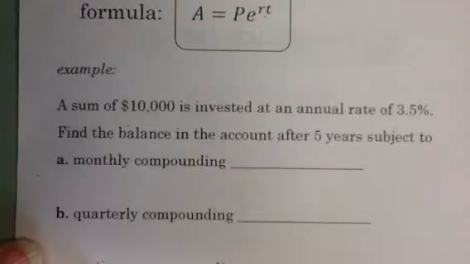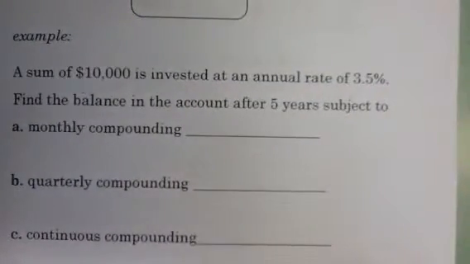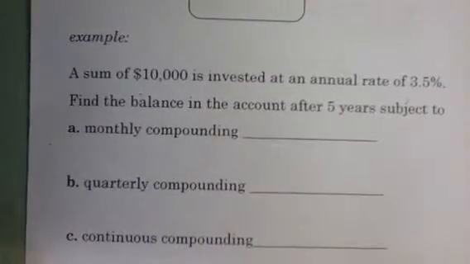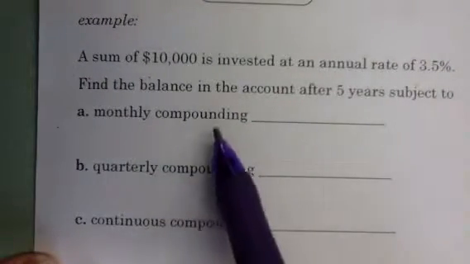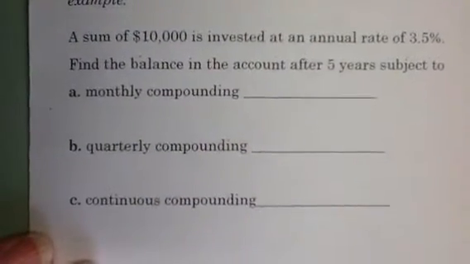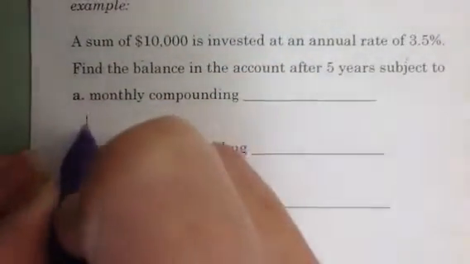So our question here is, a sum of $10,000 is invested at an annual rate of 3.5%. Find the balance in the account after 5 years subject to monthly compounding, quarterly compounding, and continuously compounding. Well, monthly compounding, you're going to use that formula from the top.